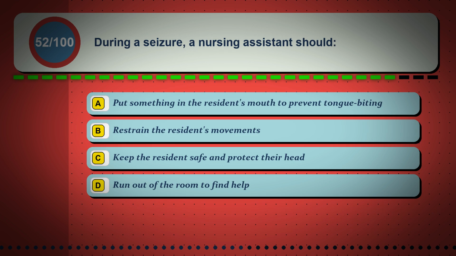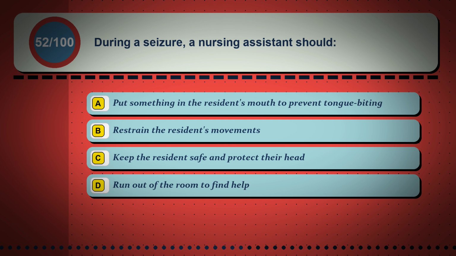Question 52. During a seizure, a nursing assistant should: Option A, put something in the resident's mouth to prevent tongue biting. Option B, restrain the resident's movements. Option C, keep the resident safe and protect their head. Option D, run out of the room to find help.